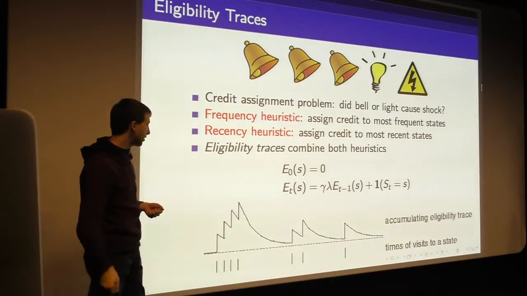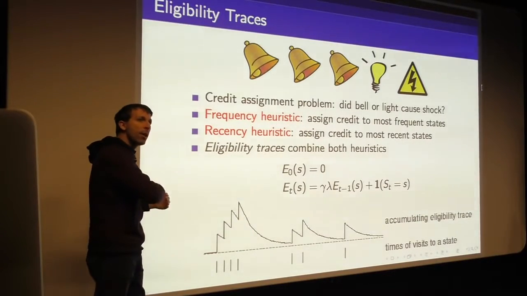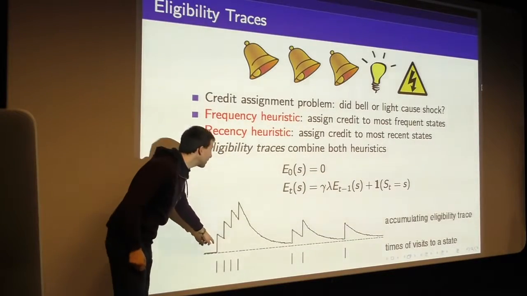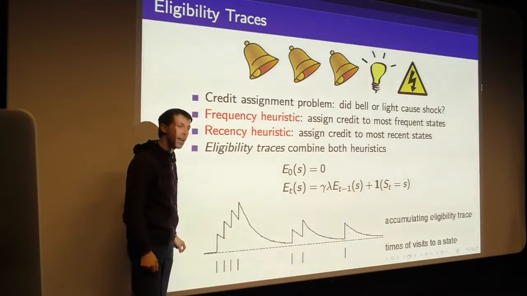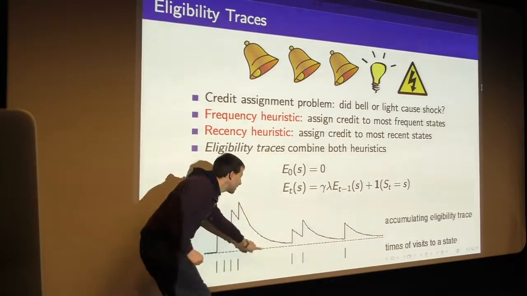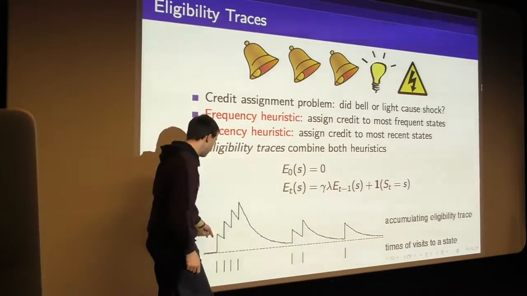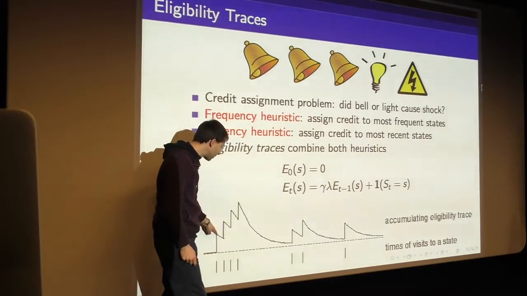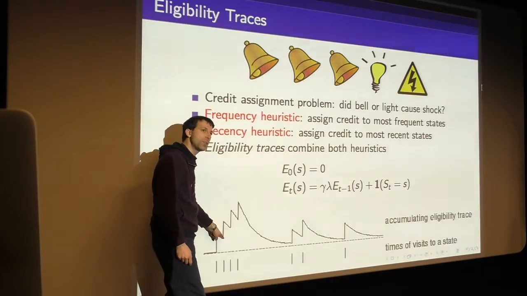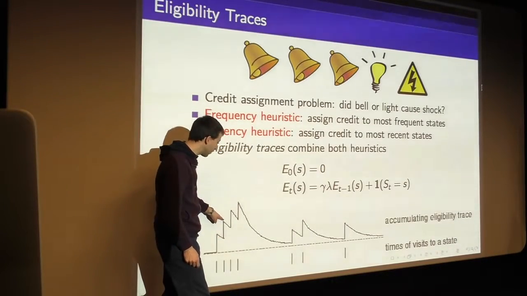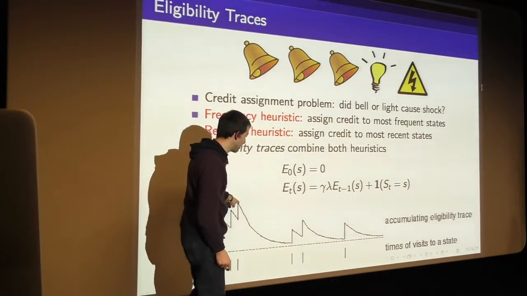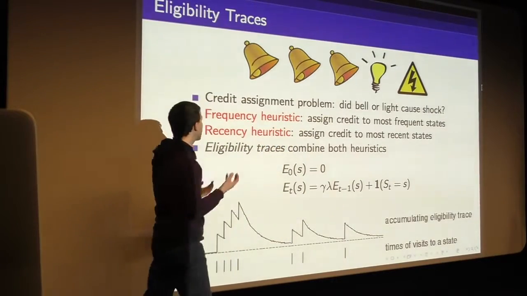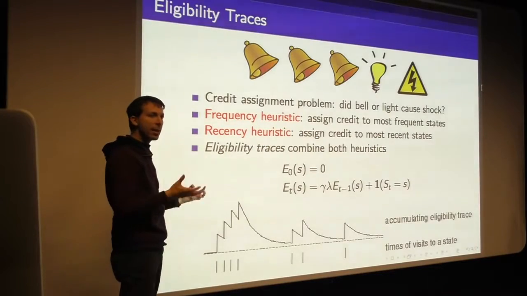What we do with eligibility traces is we look over time at the states that we visit. This is the eligibility trace for one particular state, and these are the moments at which we visit that state. Every time we visit that state, we increase the eligibility trace, and as we stop visiting it, we decrease the eligibility trace exponentially. So we increase it, we see it, we increase it again, and again, and then we don't see it for a long time, and it decays off. This gives us our frequency and recency heuristics combined together.